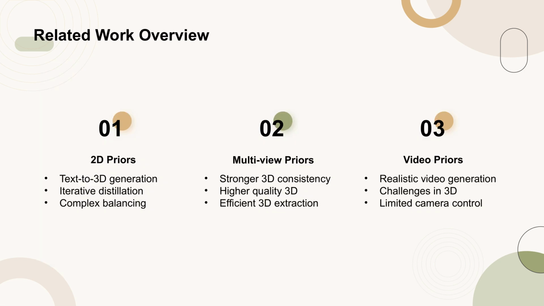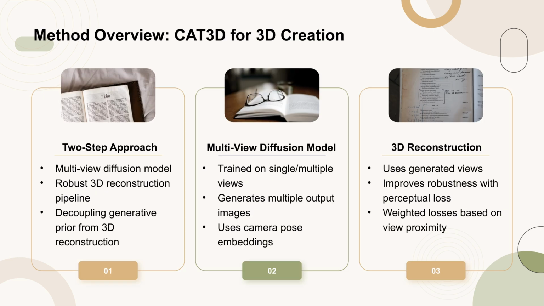The research builds on the concept of 2D priors for 3D generation, where text-to-image models provide a generative foundation. This approach often requires an iterative distillation process to create coherent 3D models. Multiview priors offer a stronger consistency check for 3D content, leading to higher quality and more efficient 3D extraction. Video priors, while capable of generating realistic videos, present challenges in exact camera control and 3D generation, necessitating specialized fine-tuning for better results. CAT3D employs a two-step approach for 3D creation.